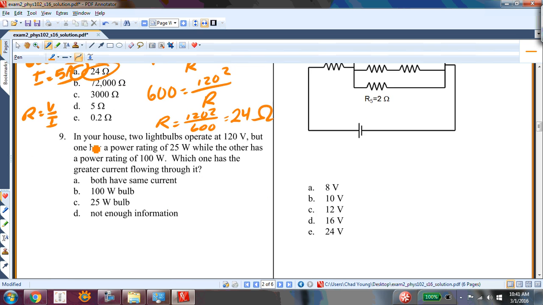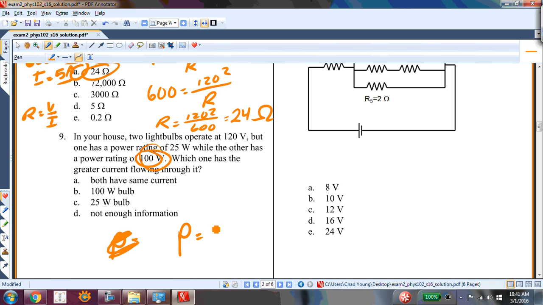In your house, 2 light bulbs operate at 120 volts, but one has a power rating of 25 watts, while the other has a power rating of 100 watts. Which has the greater current flowing through it? Well, the 100-watt bulb will. We can think about this a couple ways. Let's just think about it in terms of the amount of energy. So the 100-watt bulb is putting out more energy, so it's going to have a greater current because you have more electrons carrying that energy.